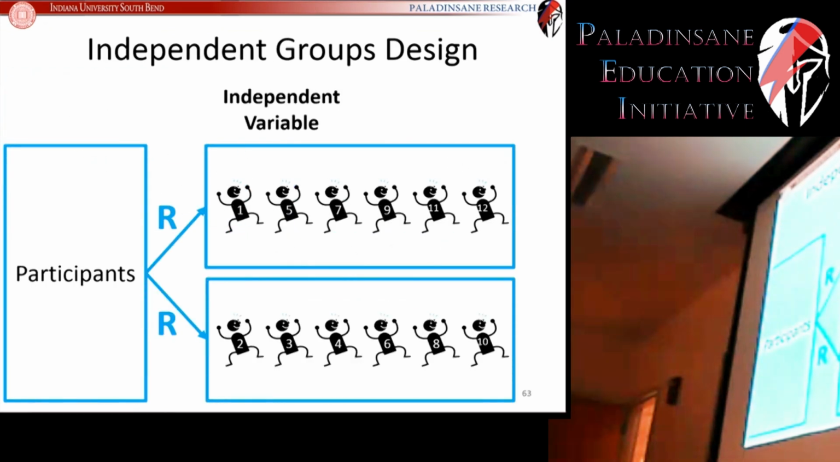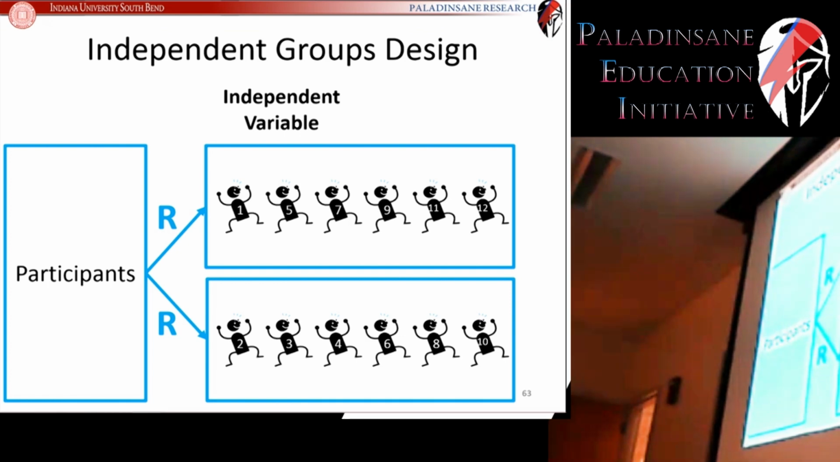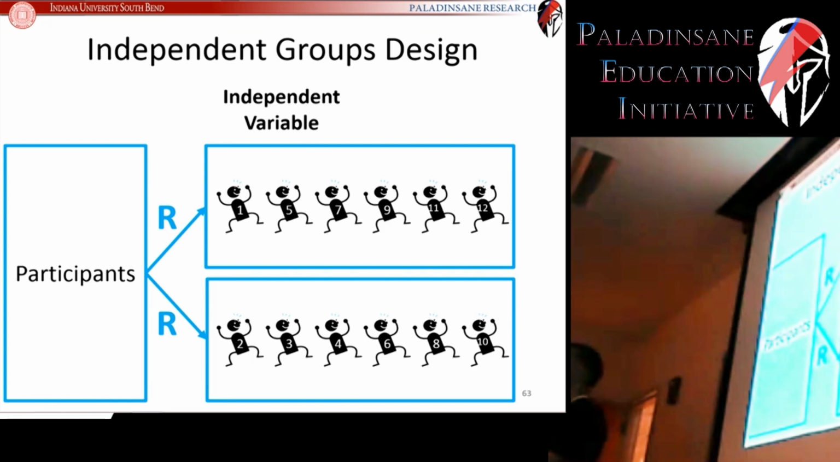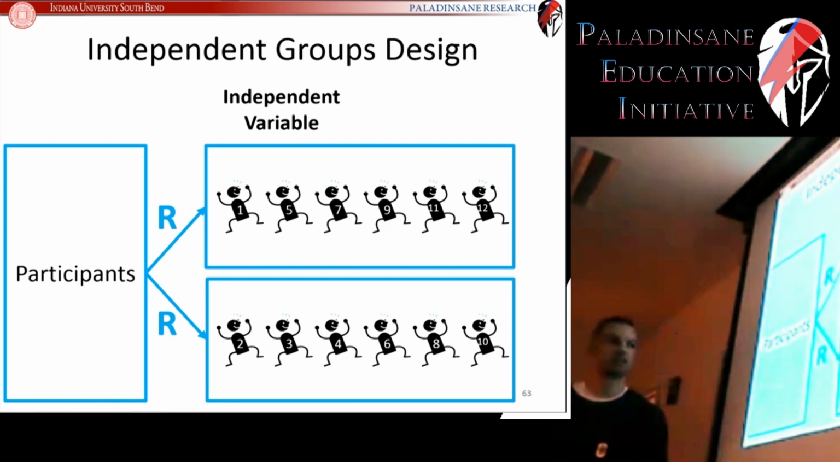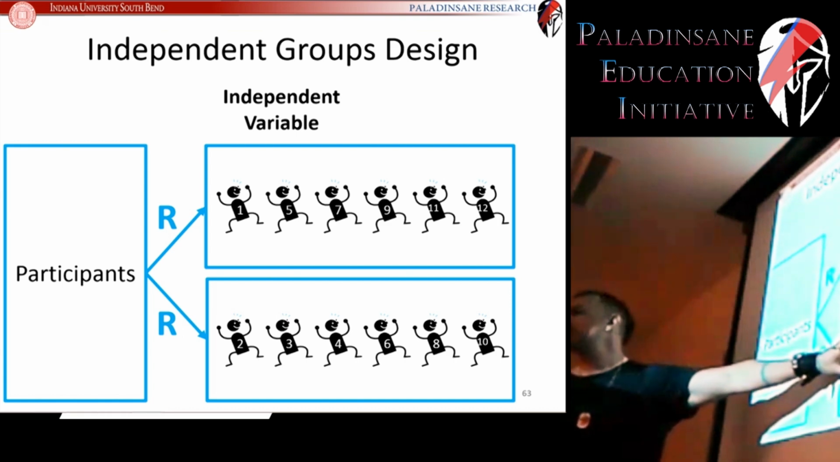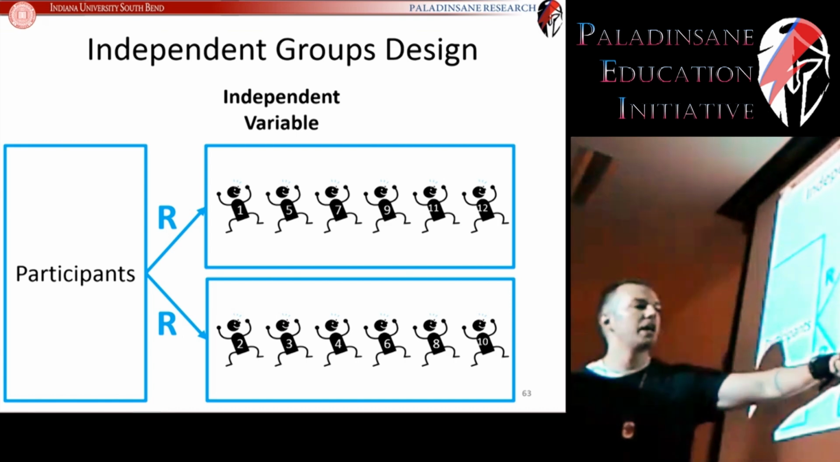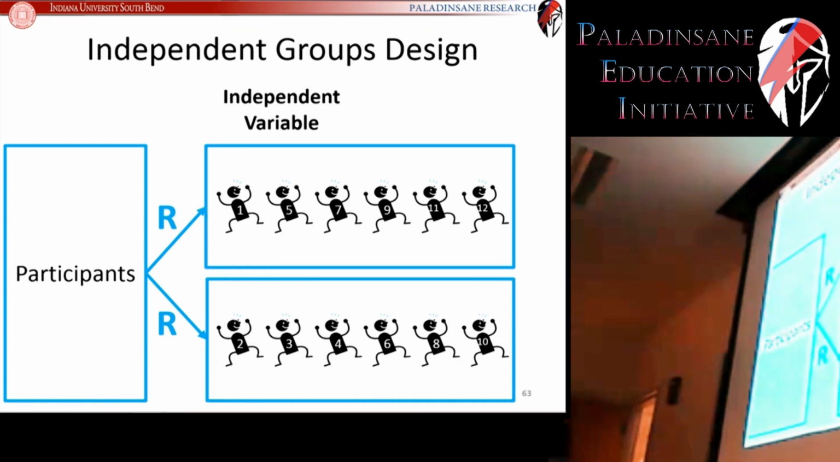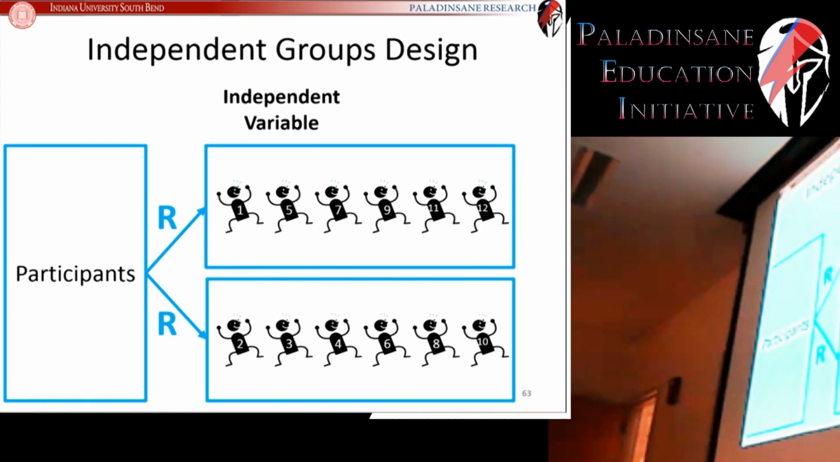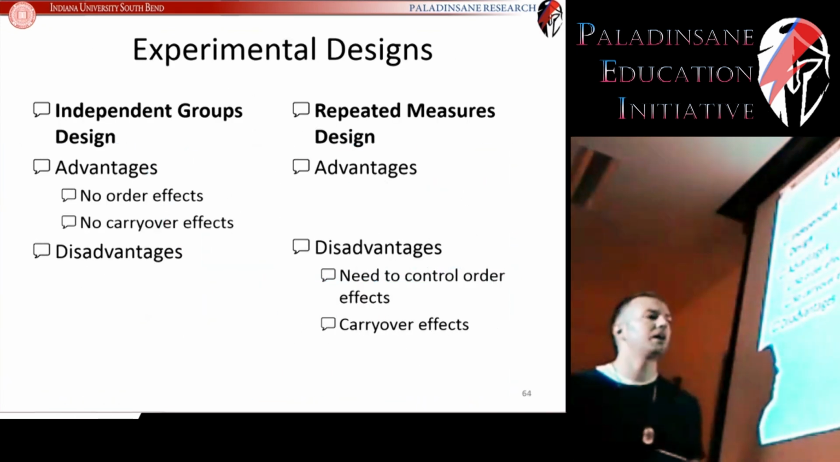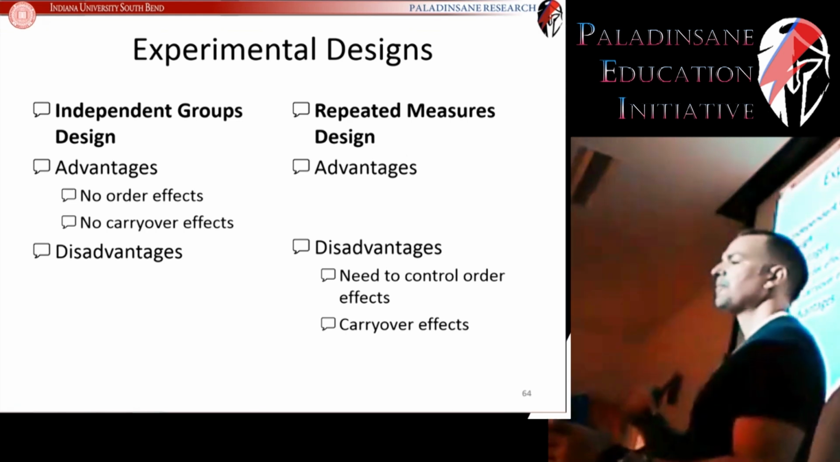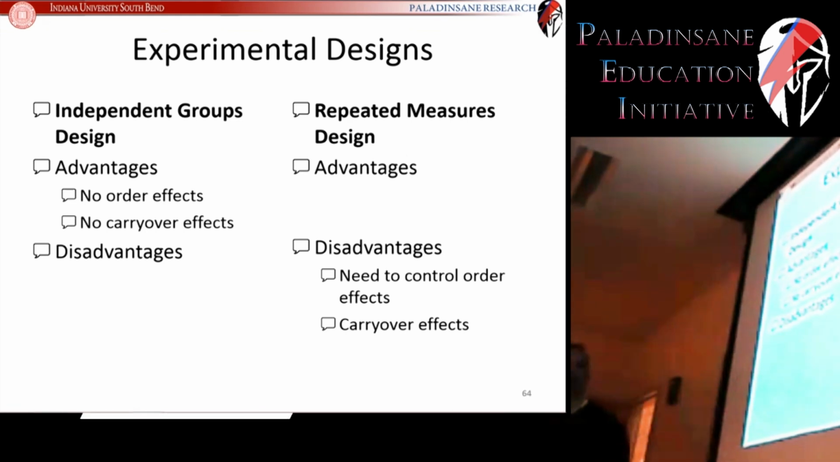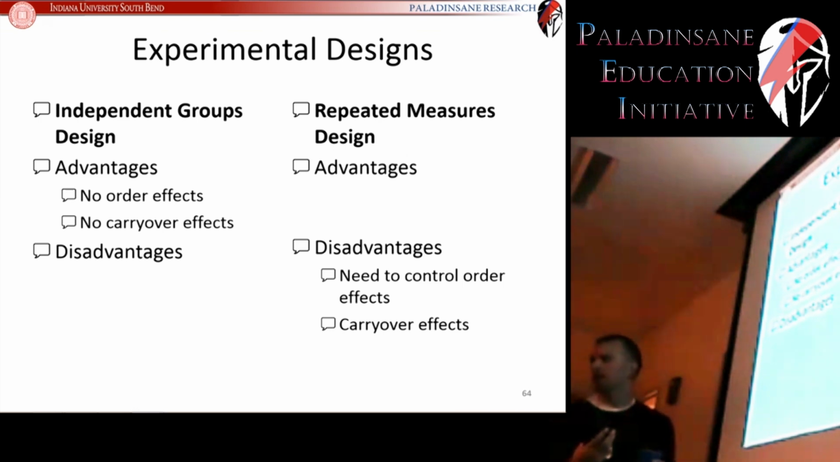On the other hand, in an independent groups design, these subjects over here will never experience the nonviolent TV program. So there's no way that the nonviolent TV program can carry over its effects. This group down here will never experience the violent TV program. So once again, no chance that the violent TV will carry over and influence their behavior. No carryover effects in the independent groups design. All right, so those are the advantages of the independent groups design and the disadvantages of the repeated measures design. Any questions on those so far?